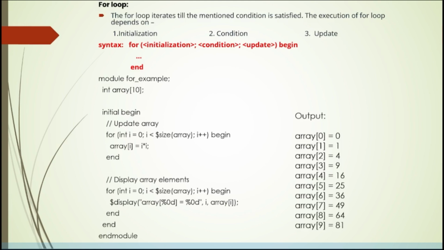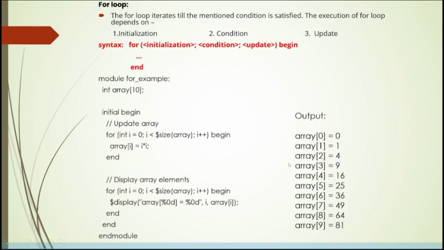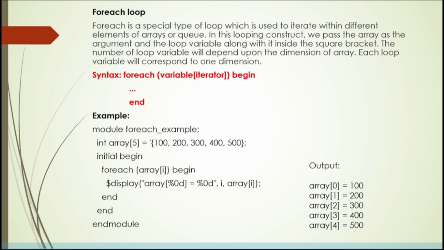Next is the for loop. I don't want to explain the for loop because I think you have already learnt about it. Now coming to the foreach loop. Just like the for loop was introduced for conditions or individual integer values, similarly foreach is a special type of loop which was introduced for arrays or queues. When you want to iterate the elements within an array, or the values within a queue, then you will be using this foreach loop.